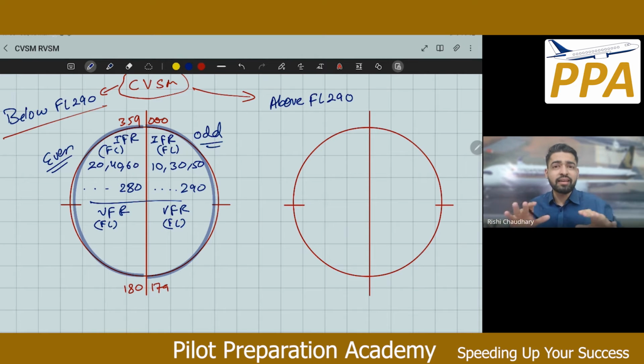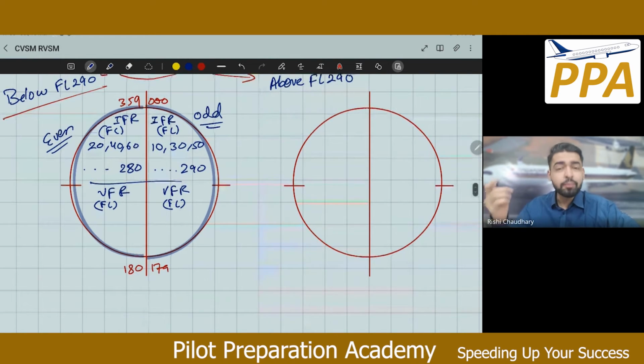Now let us assign the flight levels for VFR. We have not kept any flight level for VFR? That is not so. Actually, we have kept flight levels for VFR, but they will not be in thousands, but between thousands. So it will be like 1,500, 3,500, 5,500, and 27,500. Flight level 27,500 feet. So this will be the VFR in easterly direction.